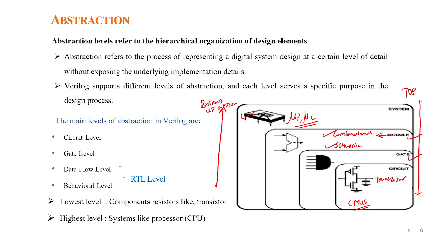Top down approach means first we design the system, next we design the modules, and then we divide them into different sub modules, gates and circuits, like that. This is nothing but the top down approach. Suppose you want to design a ripple carry adder, RCA. So RCA means, first, this is the RCA.